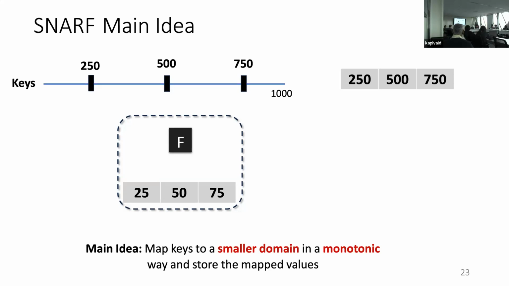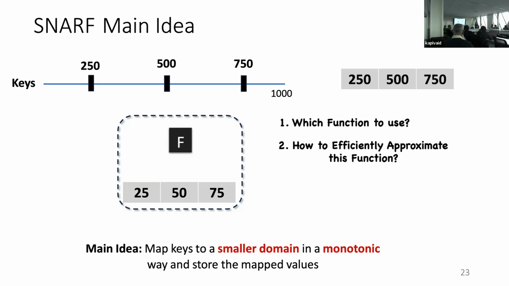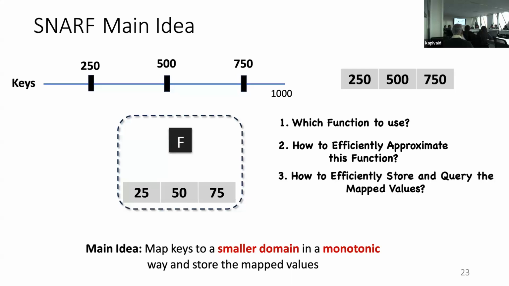So the three key contributions that help give SNARF its performance are: which mapping function should we use to ensure good performance. The second is how to efficiently approximate this function, because the optimal function turns out to be quite complex to solve, so we need to efficiently approximate it. And the third key contribution is how do we efficiently store the mapped values and how can we efficiently query them as well. So in the talk, I'll go over what design decisions we make for each one of these questions. And these are the key ideas in SNARF.